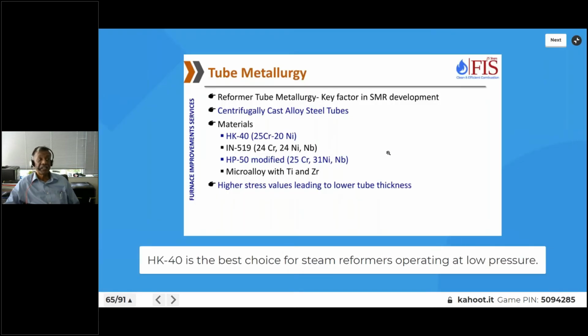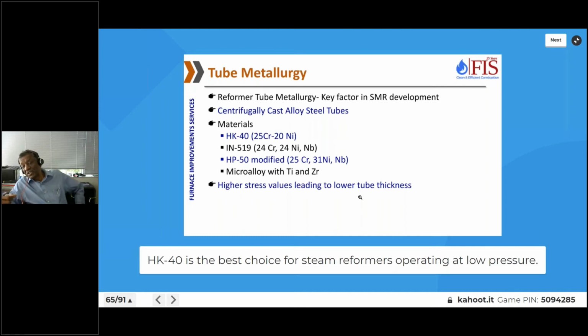So as I said, there has been a tremendous amount of development which has taken place. Historically, we started with 2520, then we went to 2424, IN 519, HP modified has been used, and now we are able to use microalloys with titanium and zirconium. These are rare metals. What it does is we are able to get higher stress values leading to lower tube thickness.